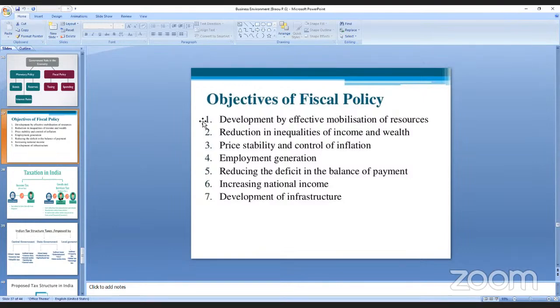They want to generate employment, increasing the employment system, and reduce the deficit in the BOP, balance of payment. Deficit means negative value. So they want to reduce the deficit in the balance of payment, and they want to increase the national income. Otherwise, our country goes into being an underdeveloped country. And they have even started work on development of infrastructure.